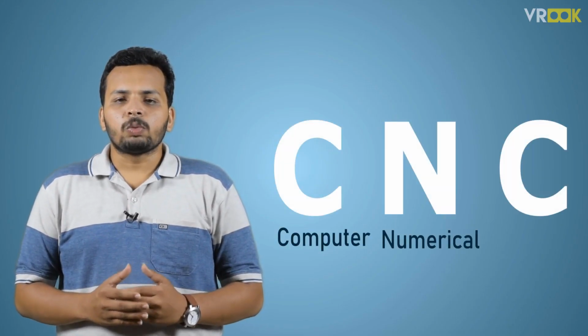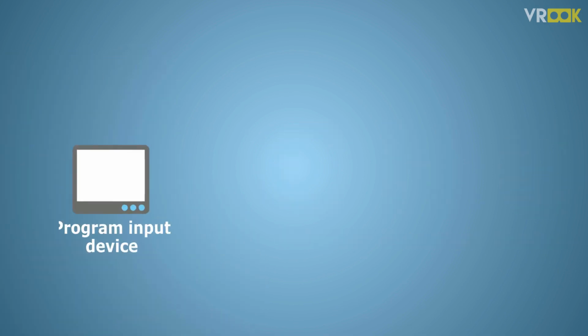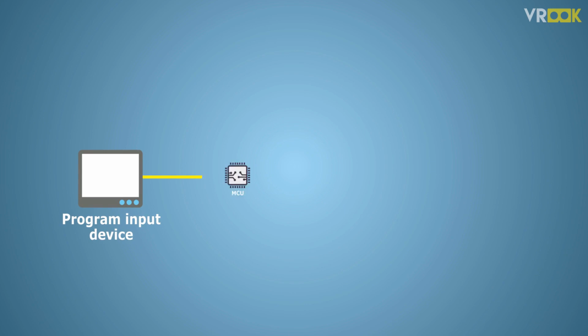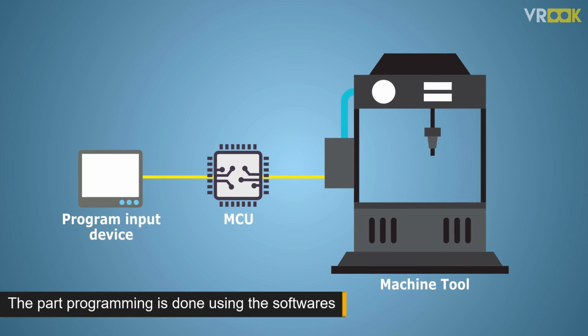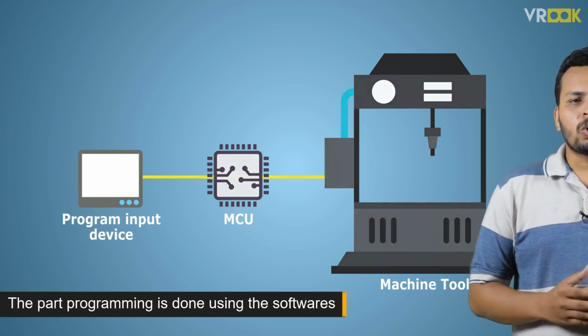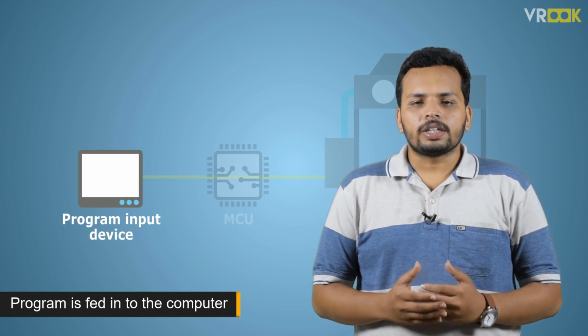So let us understand the wonderful process of CNC machines. CNC stands for Computer Numerical Control. The components of a CNC machine are the Program Input Device, the Machine Control Unit, commonly called MCU, and the Machine Tool. The part programming is done using software and a set of G code and M code programs are generated. This program is fed to the computer through a USB or external memory disk.